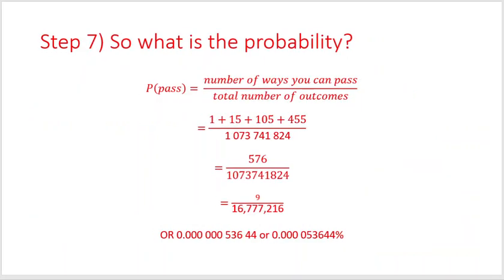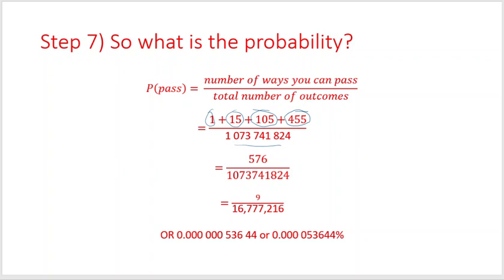Okay, so we're at the end. So what's the actual probability? The probability of a pass is the number of ways that you can pass over the total number of outcomes. So we worked out that the ways that you could get all 15 correct was 1. The number of ways that you could get 1 incorrect or 14 correct is 15. The number of ways that you could get 2 questions wrong but the other 13 correct is 105. And the number of ways that you could get 3 incorrect or 12 correct is 455. We put that over the total number of outcomes, which we worked out in step 1 to be that number that's over 1 billion.